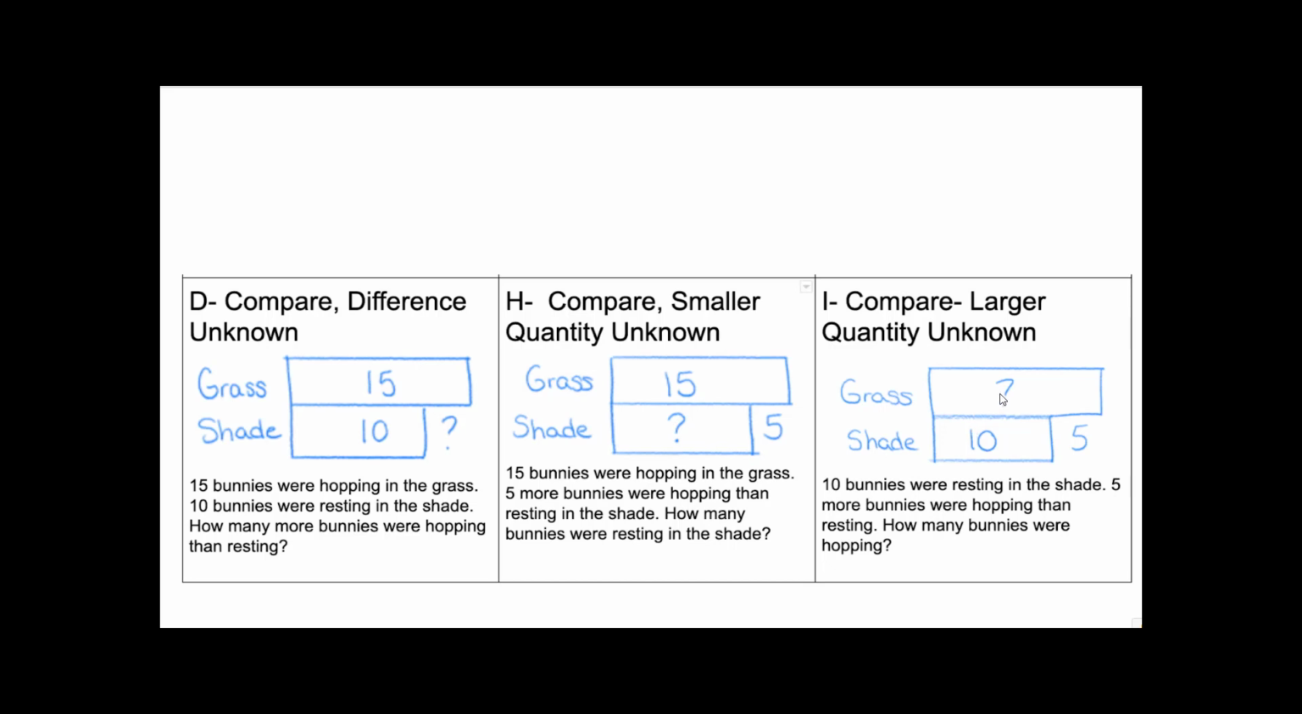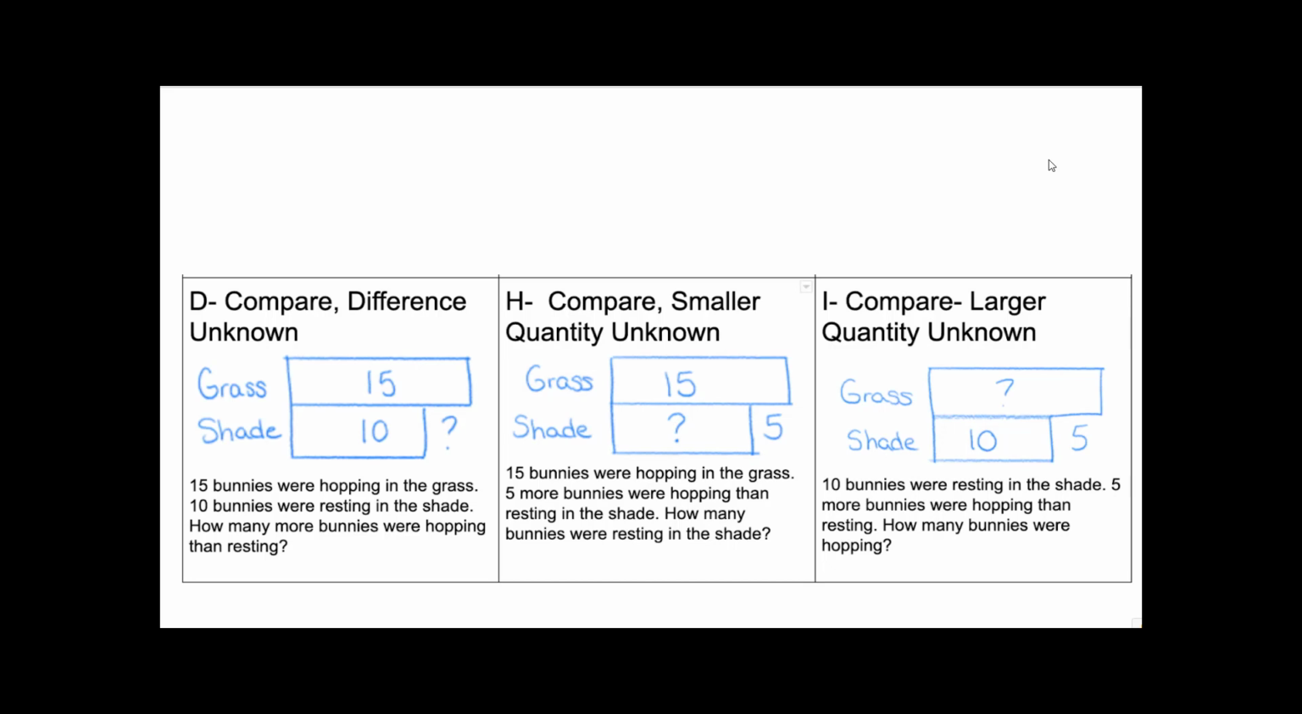And this last problem is the larger quantity unknown. So I don't know how many are hopping in the grass, but I do know that 10 bunnies are resting in the shade. And I know that 5 more bunnies are in the grass than in the shade. So I'm asking how many are in the grass, okay? Hopefully this quick video helps you review these comparison problem types.